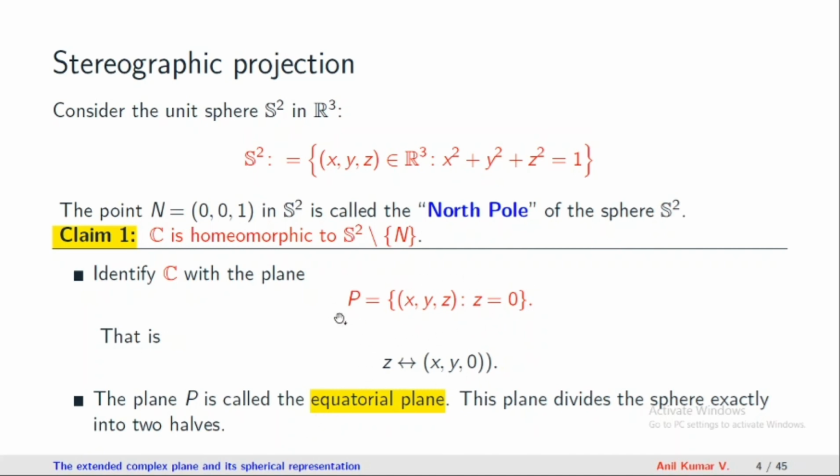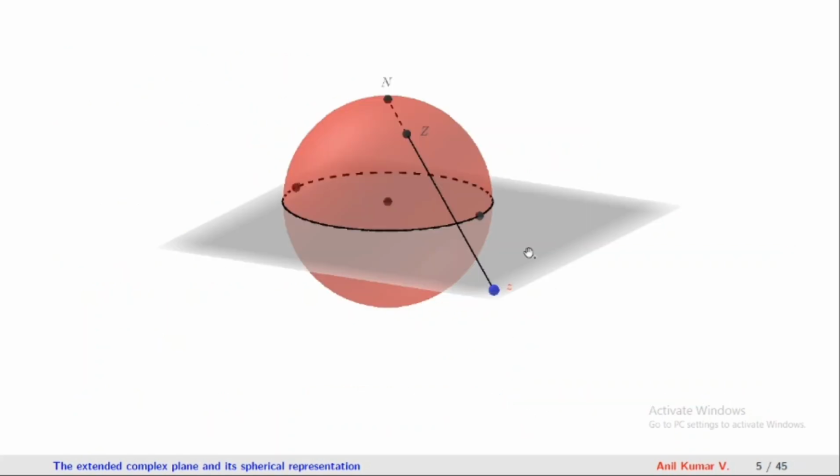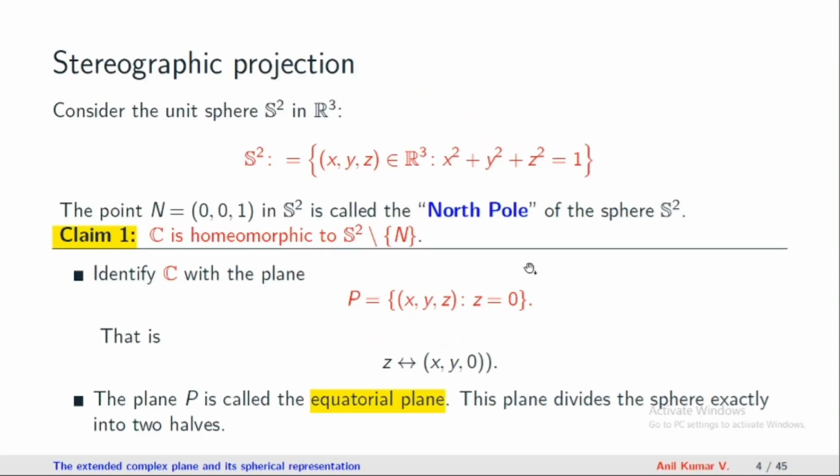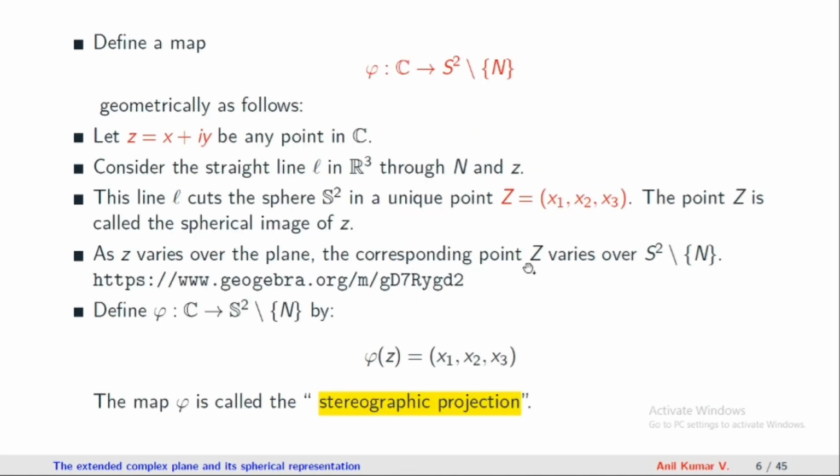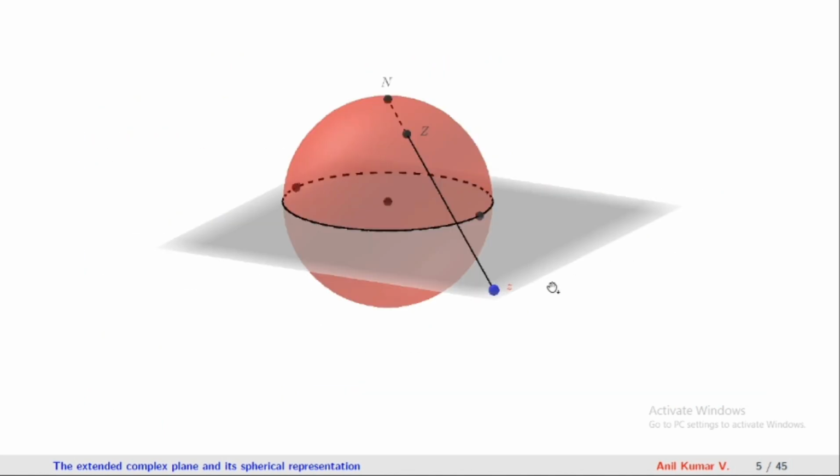Here the plane P is the set of all x, y, z such that z is equal to 0. This plane is called the equatorial plane. This plane divides the sphere into two halves. Take any point Z in the complex plane. So this is the point Z, where Z is equal to x plus iy, be any point in the complex plane.